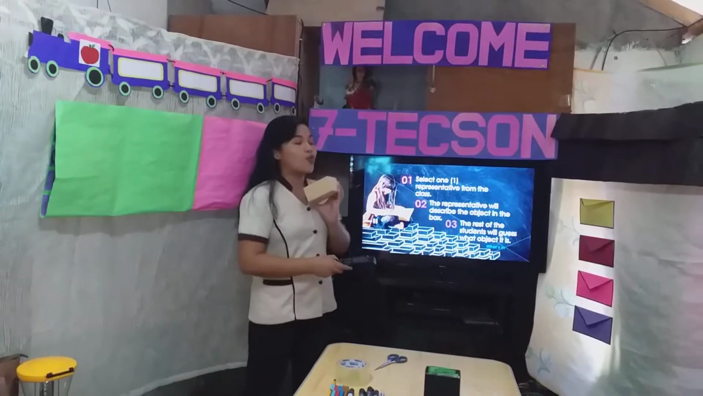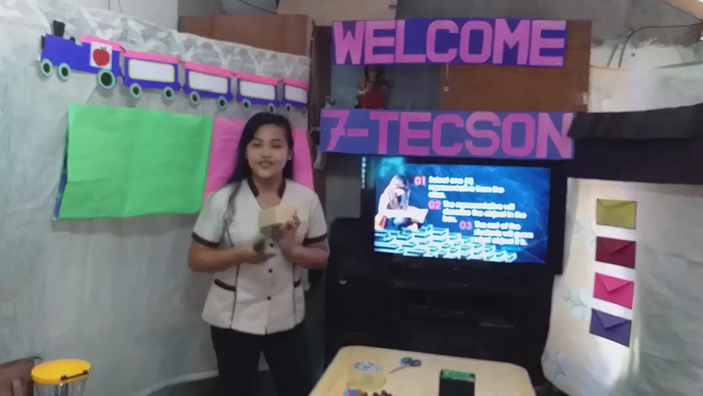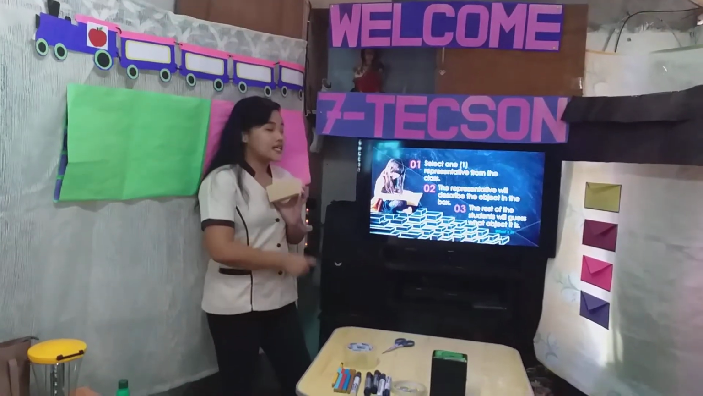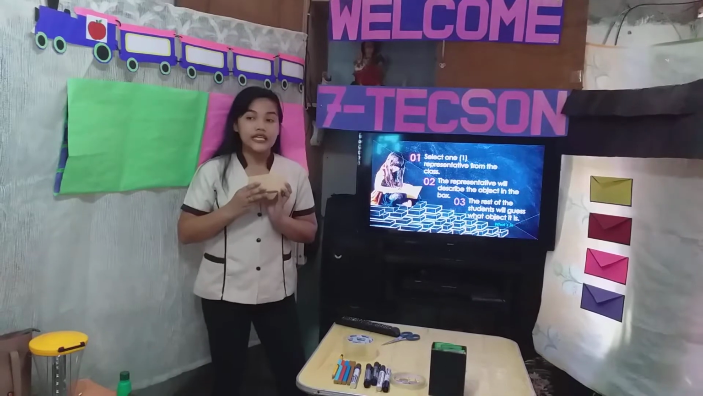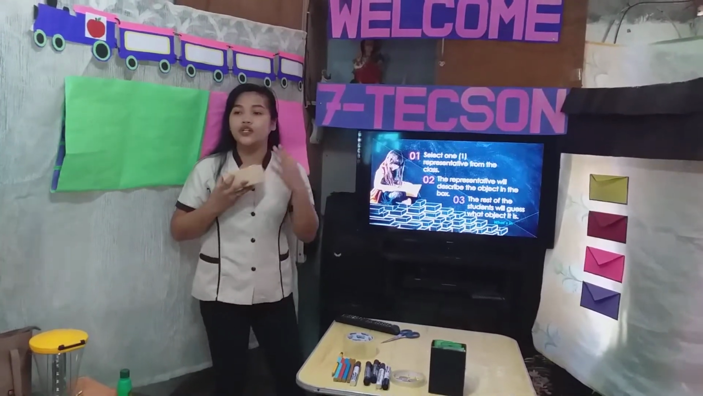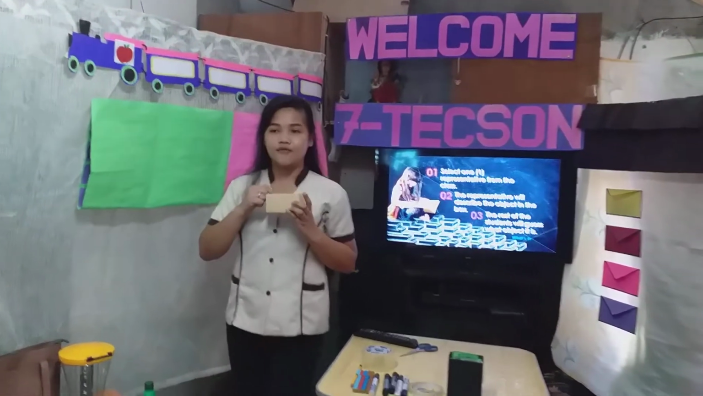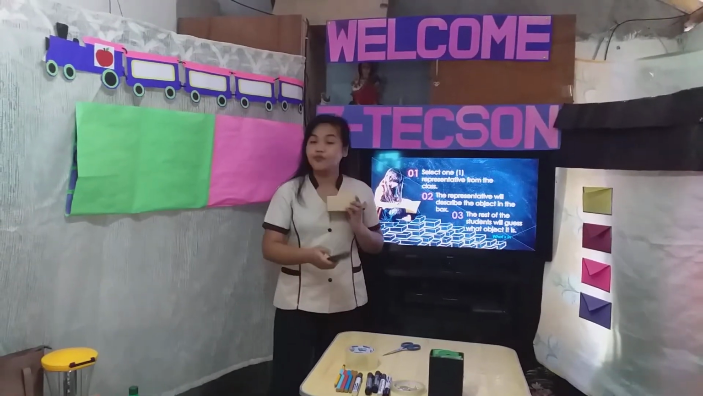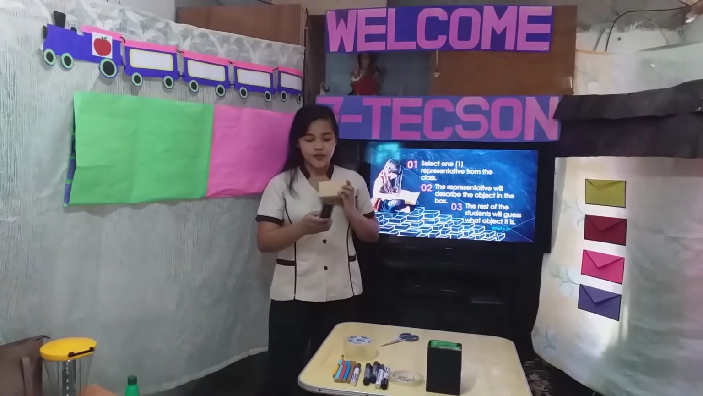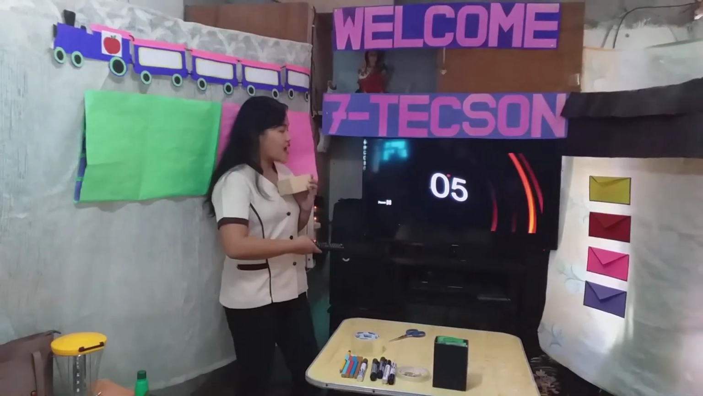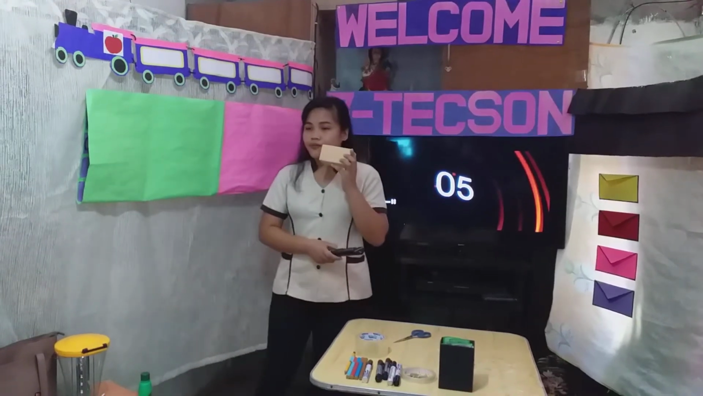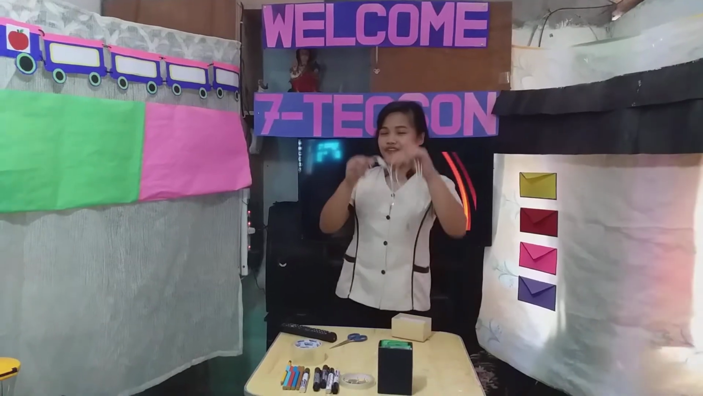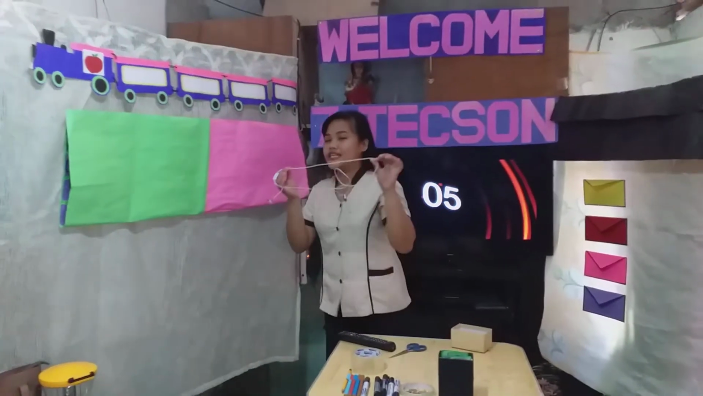Okay, select one representative from the class. So, who wants to be the representative? The representative will describe the object in the box and the rest of the class will guess what is inside the box. Are we clear with that? Any question before we proceed? You only have 5 minutes to perform this activity. Go. Okay, very good. So, you've guessed what is inside the box.